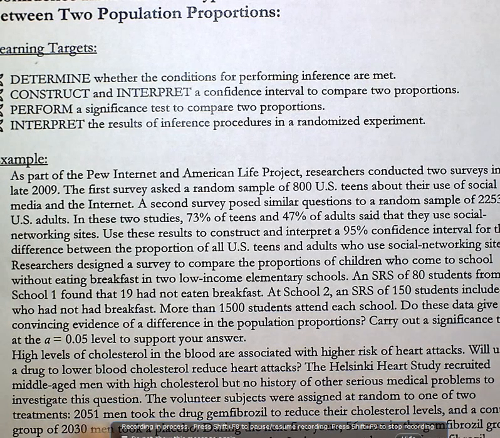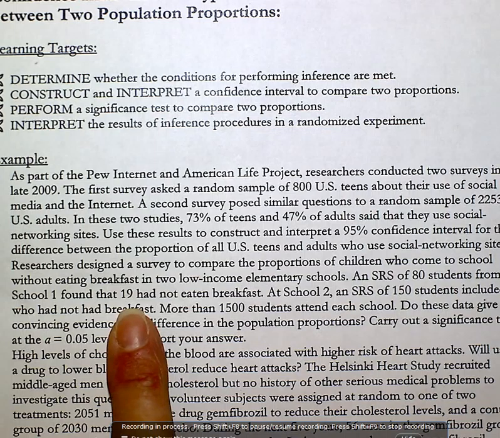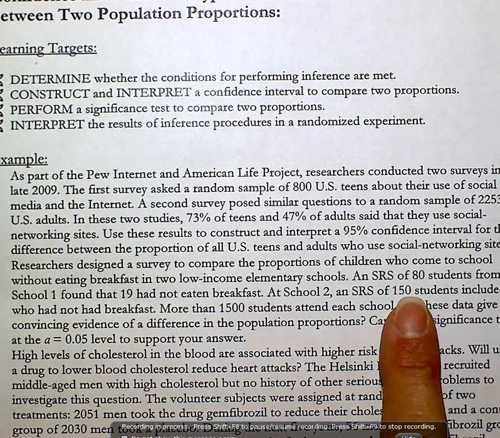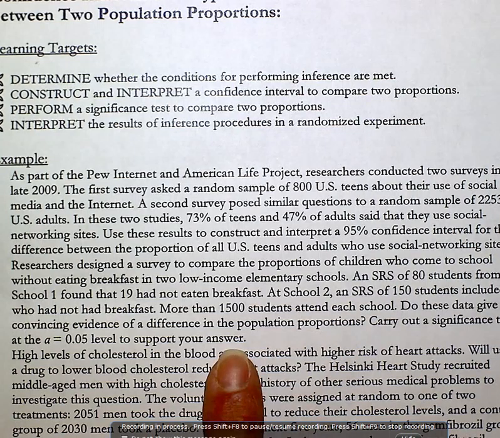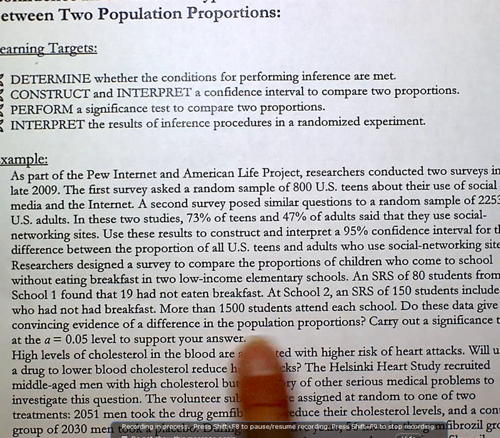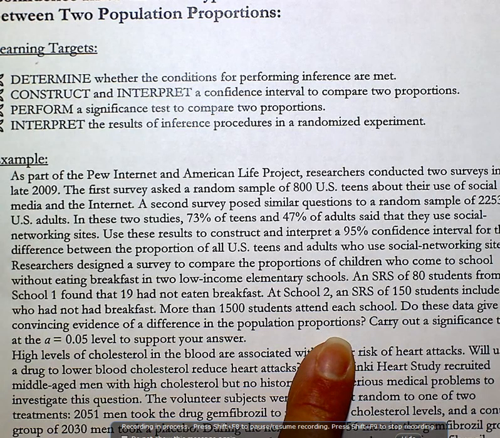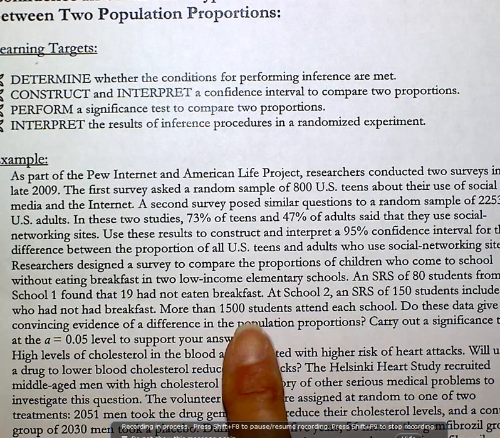So let's see, my p-hat for School 1 is 19 out of 80, and my p-hat for School 2 is 26 out of 150. I'm wanting to see if I have evidence to show that there is a difference in these population proportions. So the parameter that I'm going to define is the difference in my p's, and of course that needs to be defined in context. I was also told that the populations of both of these schools are at least 1,500, and we know that that's going to be important when it comes time to check for independence.